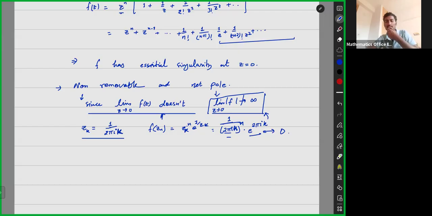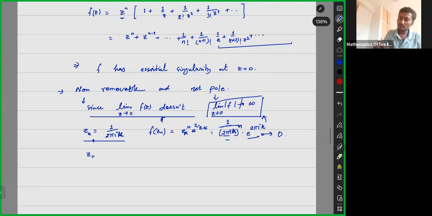We can define 0. Yes, if you are using this one sequence, but we need another sequence. This is what we are doing via the y-axis, or purely imaginary numbers. What if we go via real numbers? Let's say zk is equal to 1 by k. What happens?